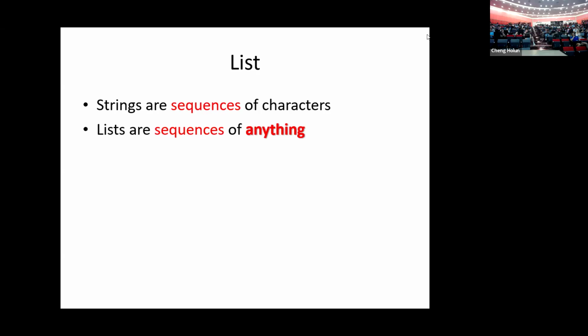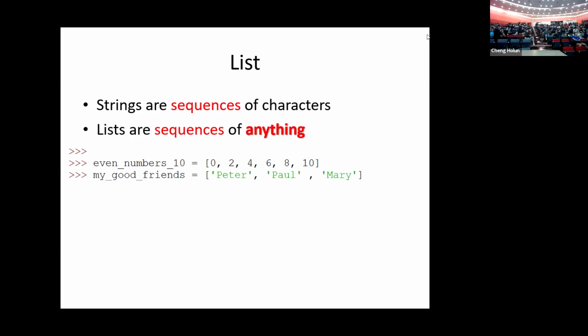So let's see what it looks like. This is how I define a list of even numbers. I call the list even numbers, and even numbers is equal to square brackets with some numbers inside, and you separate each number by a comma. Okay? Simple, right? And how many elements are there in this list? 1, 2, 3, 4, 5, 6, right? So it's 6 numbers there. I can create a sequence of anything. That means I can create a sequence of strings.